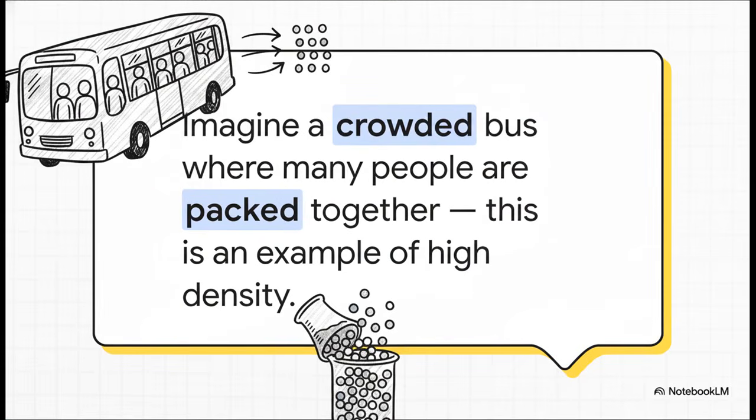You know, this is a fantastic way to think about density. Picture a bus that is absolutely packed with people, standing room only. That is a high-density situation. Now, picture that exact same bus, but with only 2 or 3 people inside. That's low density. It's all about how much stuff is crammed into the same amount of space.